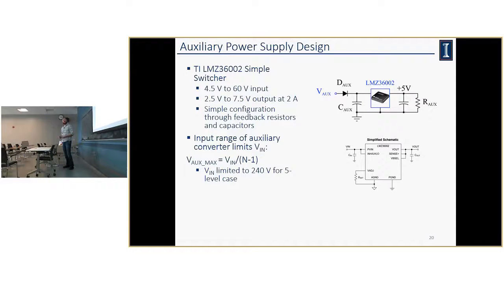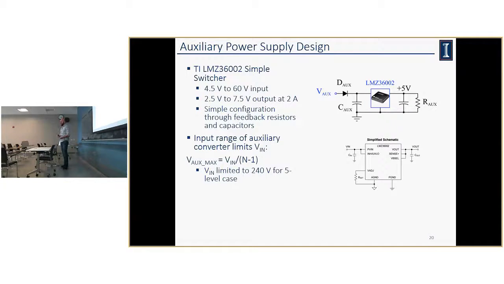We measure the voltage and then we let the microcontroller do the rest. For the auxiliary power supply, we didn't want to spend too much time on this because there are a lot of good solutions out there. So we used a TI SIMPLE SWITCHER. It takes up to 60 volts input, provides a regulated 5 volts output or something along those lines. And then really simple configuration, so it's a feedback resistor.